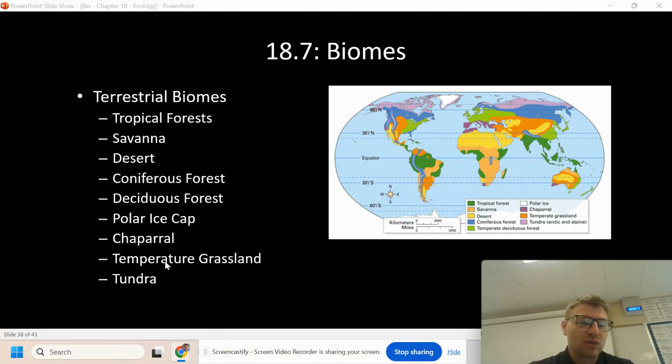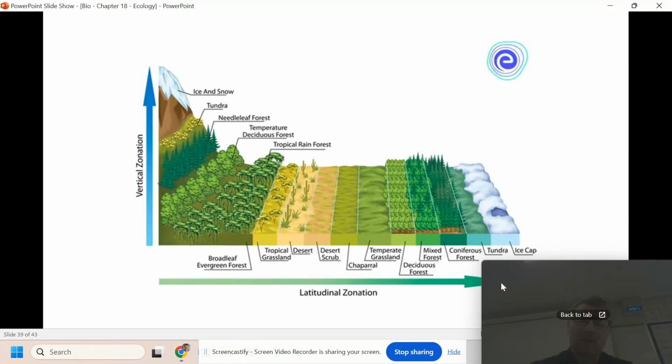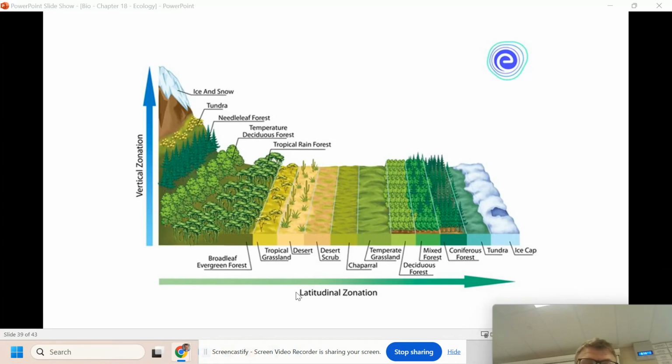Like I said before, there are many different types of terrestrial biomes, and some books, scientists, or companies will categorize these a little differently or even name them differently. Sometimes I see different names, like for boreal forest, but they're basically the same. You have tropical forests, savannas, deserts, coniferous forests, deciduous forests, polar ice caps, chaparrals, temperate grasslands, tundra, and they'll even have subcategories here. By the way, the latitude really helps define these different areas. You can see here what that looks like as we get further away from the middle of the earth.